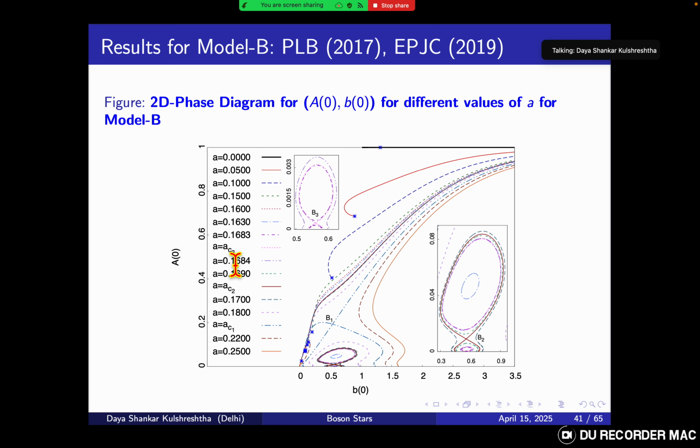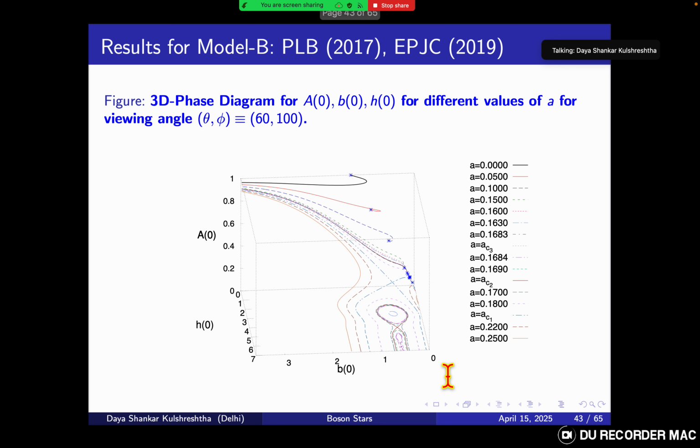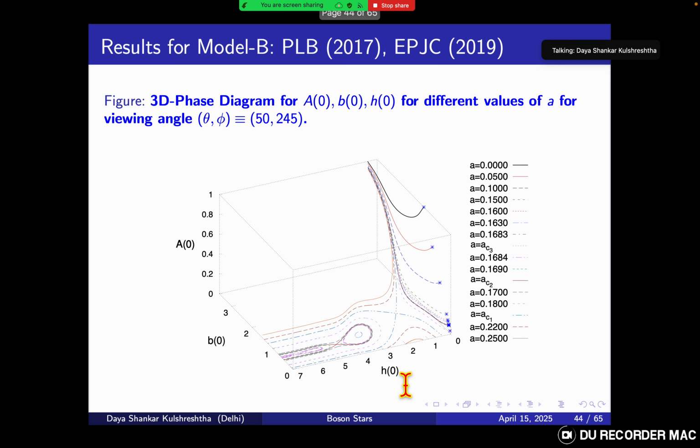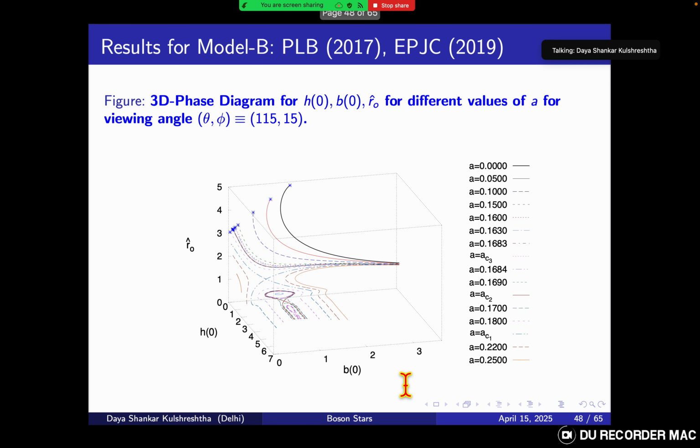Then this is a two-dimensional plot of A0 versus B0. This is A0 versus H0. Then these are three-dimensional plots. The logic is as before. The viewing angles are 60 and 100 between A0, H0 and B0. So with different viewing angles, we see a few of these plots. Let me go slowly.